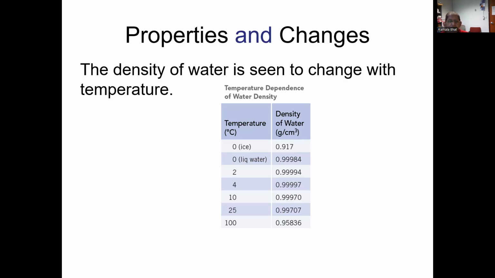At 4 degrees, it is seen that the density of water is the highest at 0.9997 grams per centimeter cube. And beyond that, at higher temperatures, the density seems to fall.